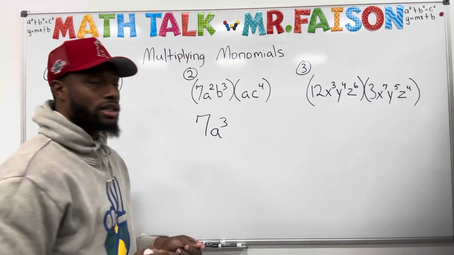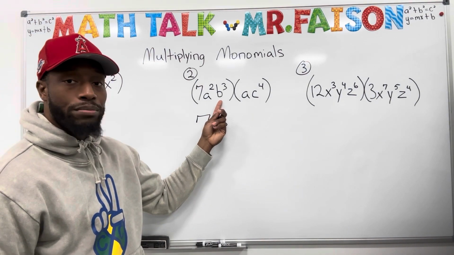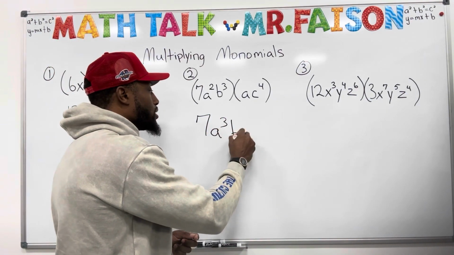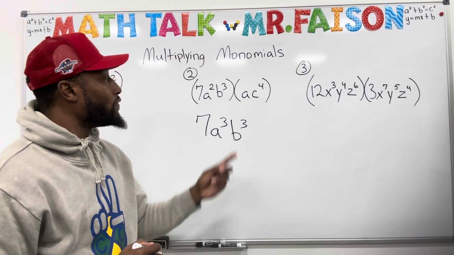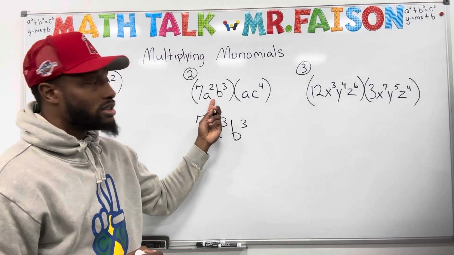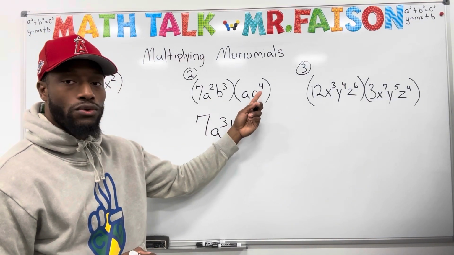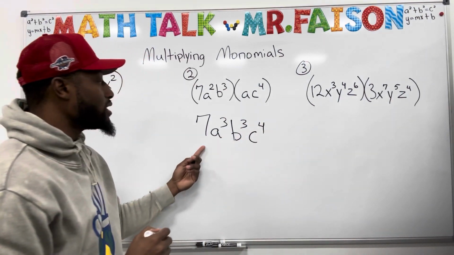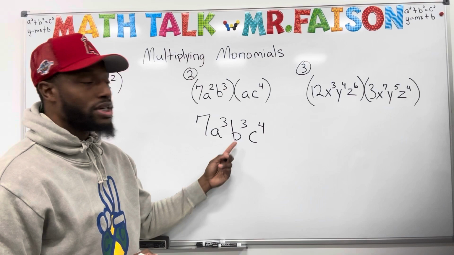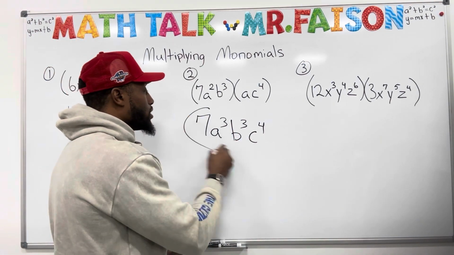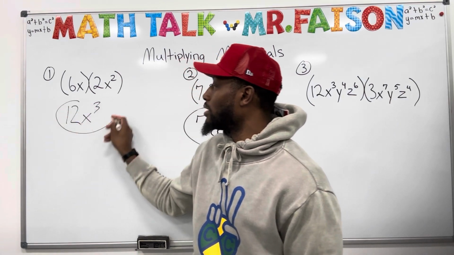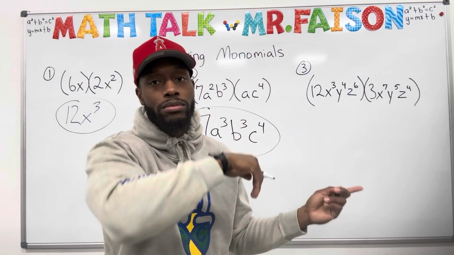That's 3 a's. If I look right here, I have 3 b's. I have no b's right here. So I'm only going to have 3 b's. B to the third. If I look right here, I have no c's. But if I look over here, I have c to the fourth. I have 4 c's. I'm just going to have c to the fourth. So my answer is going to be 7a to the third, b to the third, c to the fourth. Oh, and I forgot to circle this one. 12x to the third. Boom. Now we're going to hop on over to problem number 3.